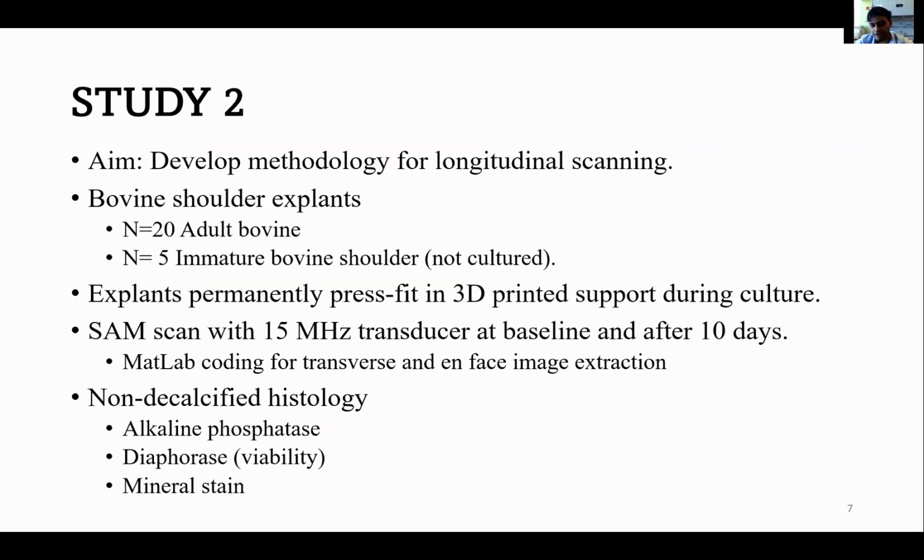Our study 2 was to develop a methodology for longitudinal scanning. For this, we extracted 20 adult bovine shoulders along with some immature bovine shoulders too, which were never cultured. They were used as positive controls for ALP staining, which we'll come to later. These explants were, as before, press fitted into 3D printed support, but this time they were press fitted permanently to maintain the orientation. They were SAM scanned with the same 15 megahertz transducer at baseline and after 10 days. The sections were also submitted for histology, for detecting ALP activity, for checking viability, and for visualizing the minerals in the cartilage tissue.